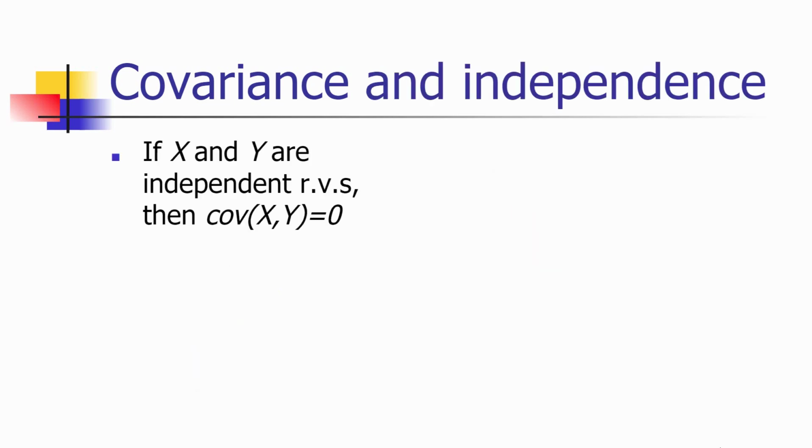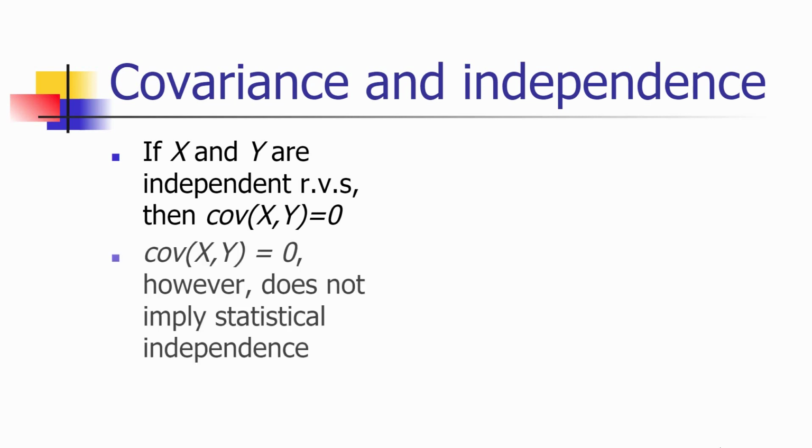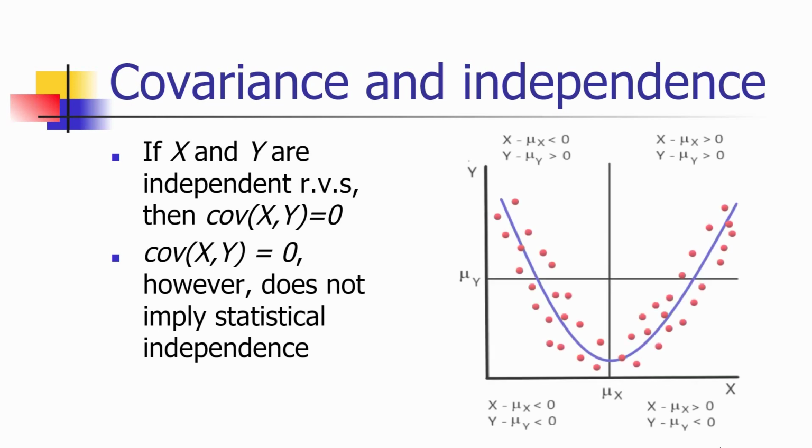If x and y are independent random variables, the covariance between x and y will always be zero. There's no relationship in that case between the variables. However, a covariance between x and y of zero does not necessarily imply statistical independence. This diagram on the right can illustrate that.